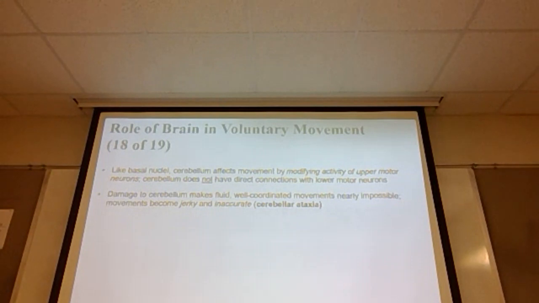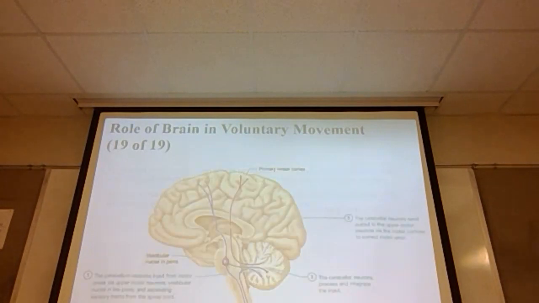Like the basal nuclei, the cerebellum affects movement by modifying the activity of upper motor neurons. The cerebellum does not have direct connections with lower motor neurons. Damage to the cerebellum makes fluid, well-coordinated movement nearly impossible. Movements become jerky and inaccurate in a condition called cerebellar ataxia.